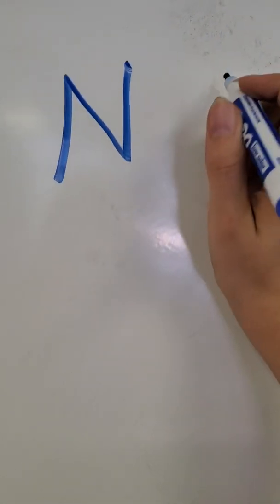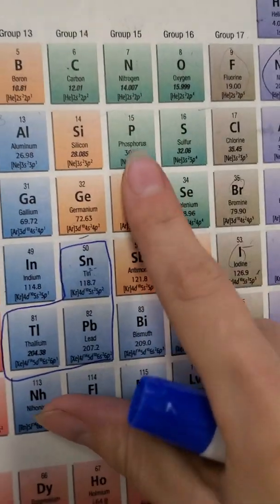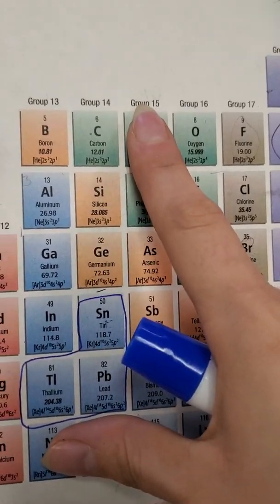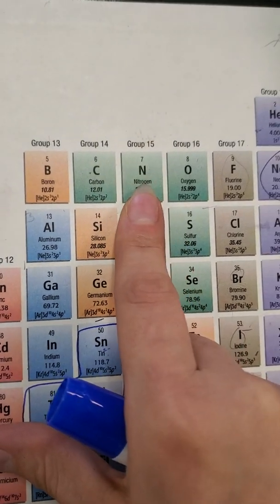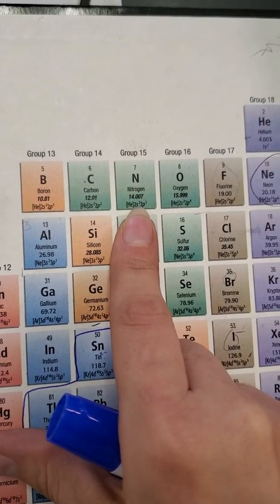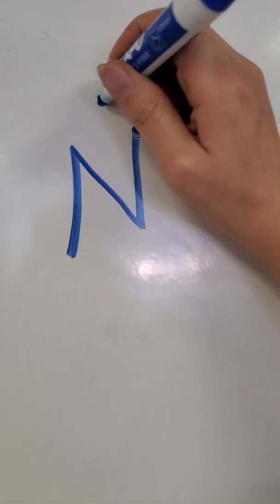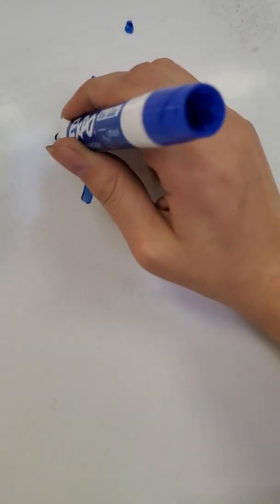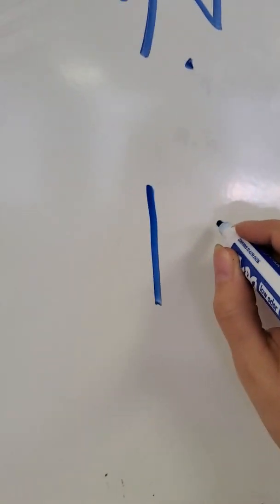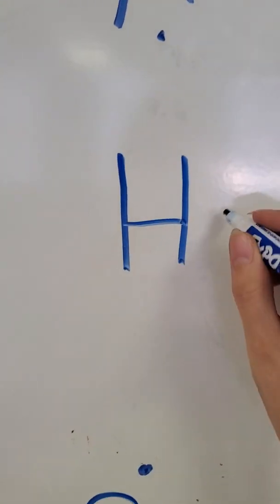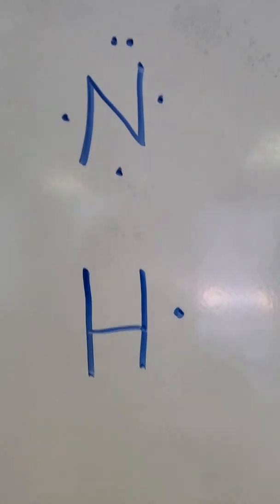So you have nitrogen, and nitrogen is in group 5. If I came back to my periodic table, nitrogen says group 15, but we know it's 3, 4, 5, so it's group 5. And it has 5 valence electrons because it's in group 5. So here's nitrogen. 1, 2, 3, 4, 5. All right. And then hydrogen, you guys should know it too. It's in group 1, and so it has 1 valence electron.